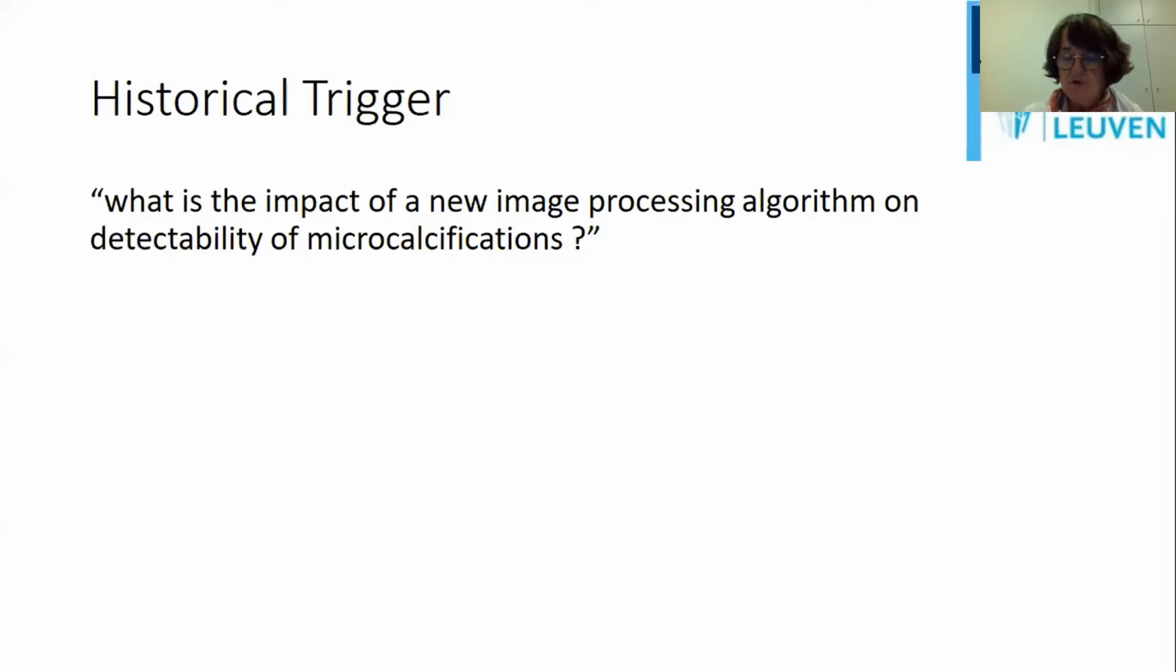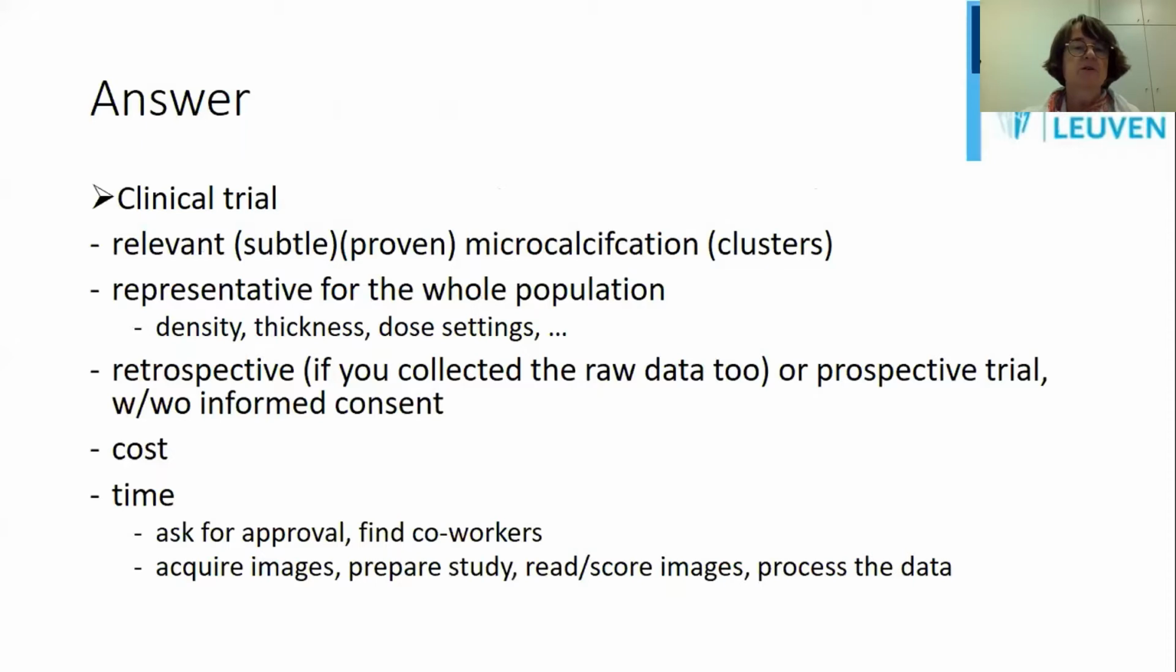There is a straightforward answer, and that's this one, with a clinical trial. And then how would you do this? Well, you would try to find cases with subtle, proven microcalcifications or clusters of microcalcifications. So not just a cluster, but the subtle ones, the difficult ones, where you could find the difference between different processing algorithms. And then you would want the cases to be representative for the population, representative for the breasts in the population with this given density, with the thickness, representative of the dose setting on the system.